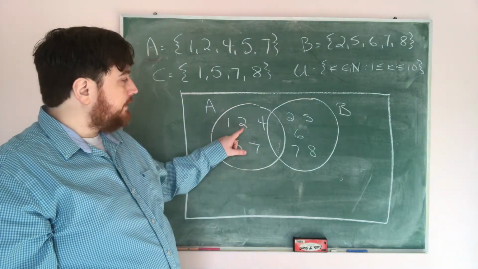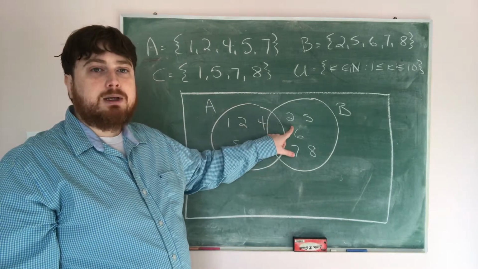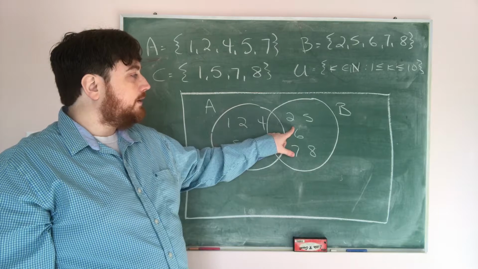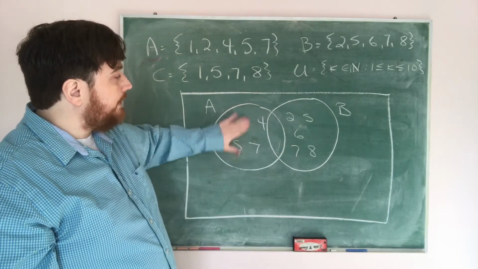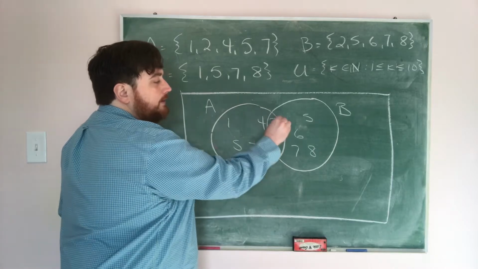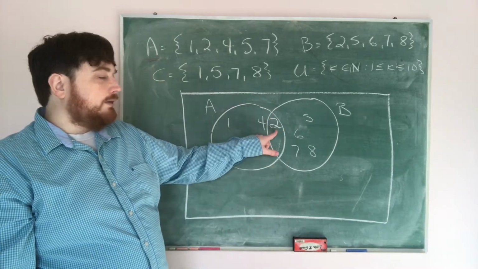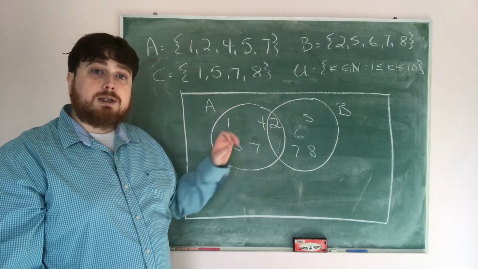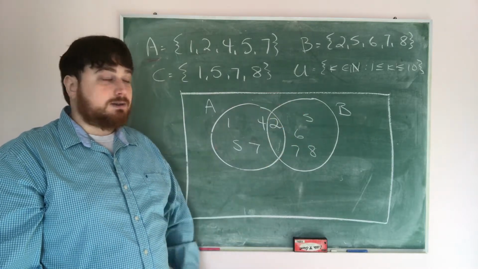And so what we see is that 2 is in A and 2 is in B. So I need a 2 in the A circle and I need a 2 in the B circle. But since 2 is in both of these, I'm going to remove it from these sets and put it in the intersection of the two. Now 2 is still in A, 2 is still in B, and then we just have to write it once in the intersection.